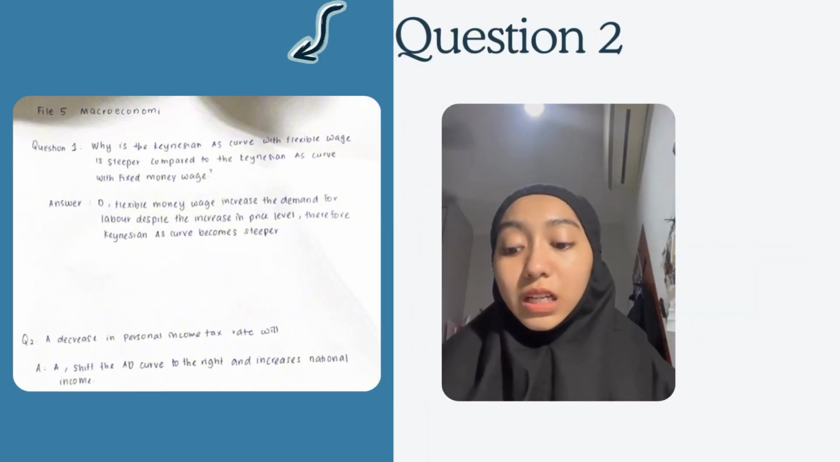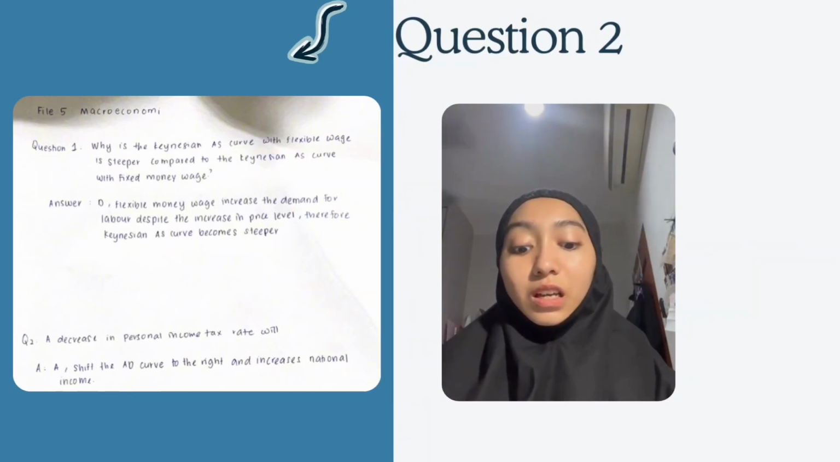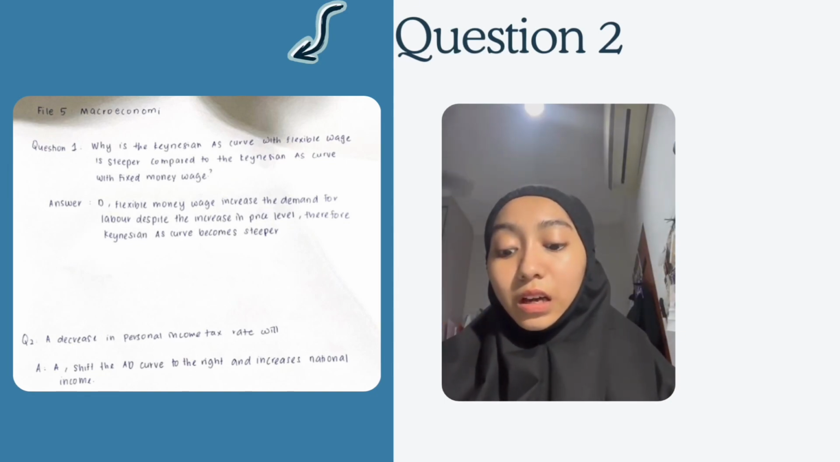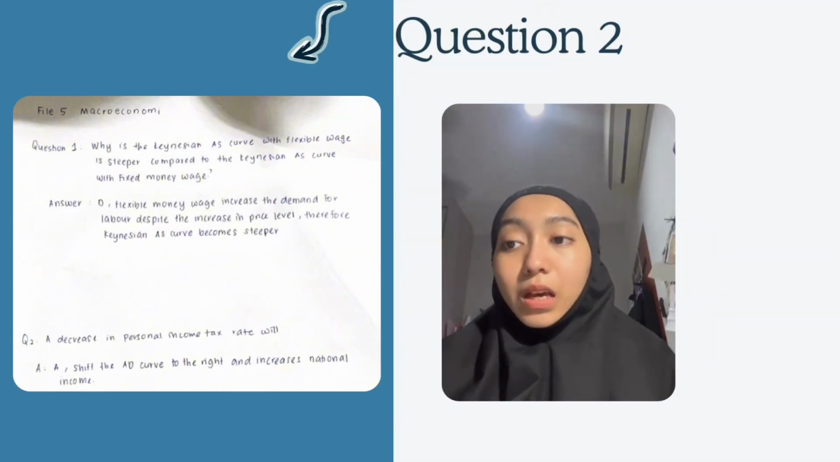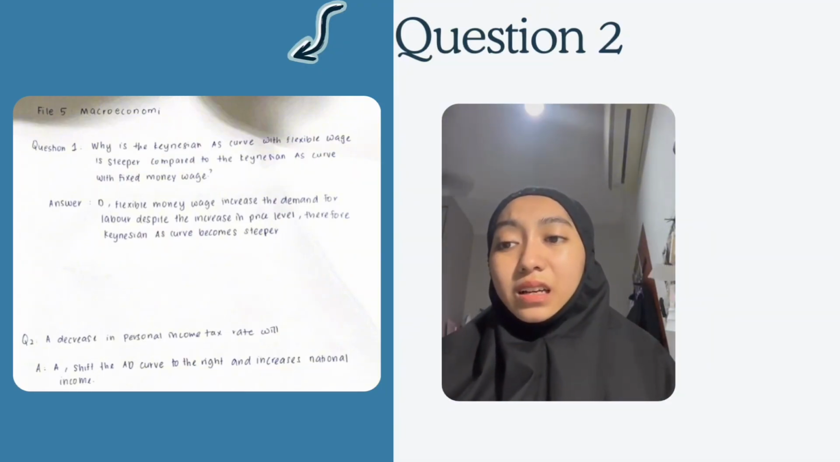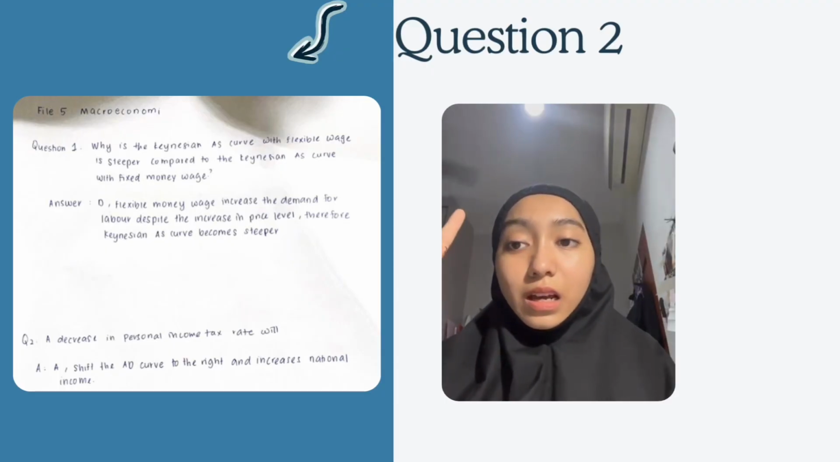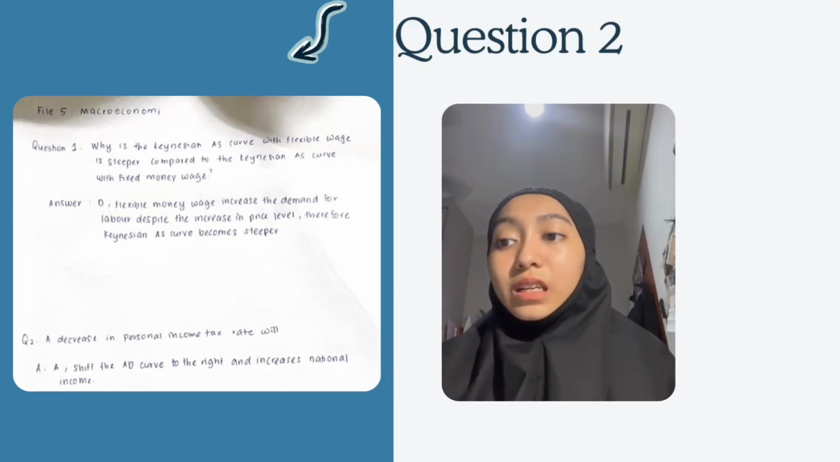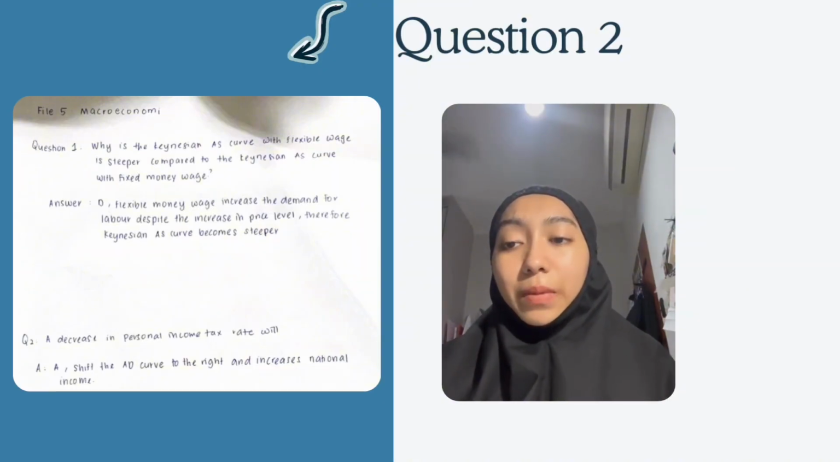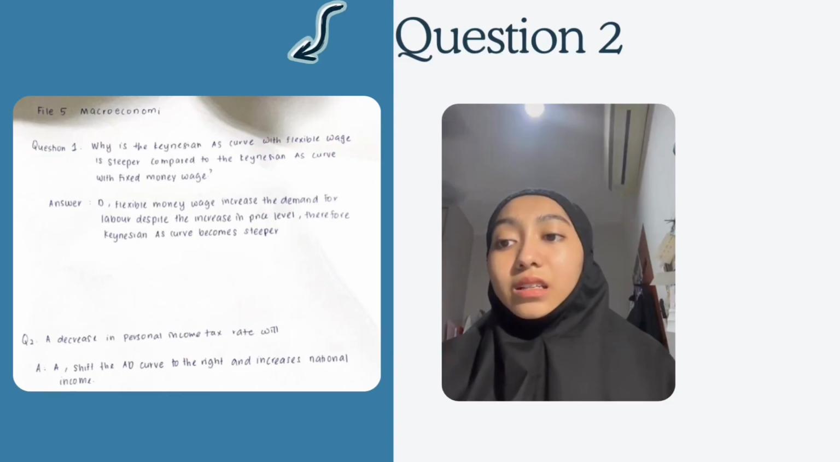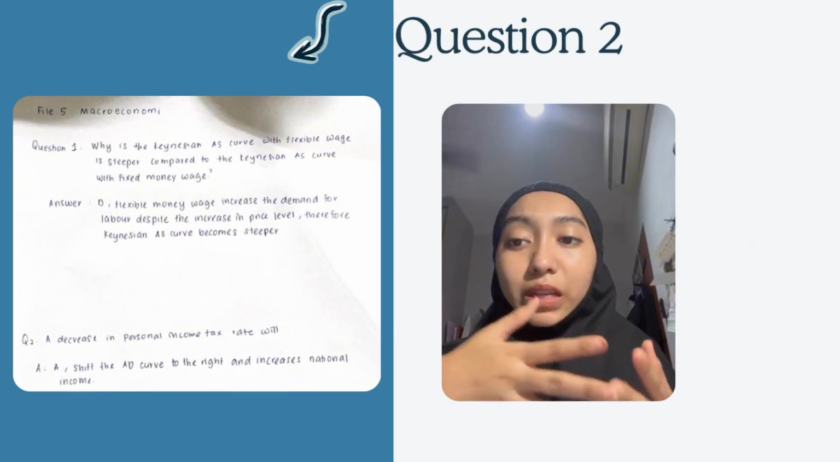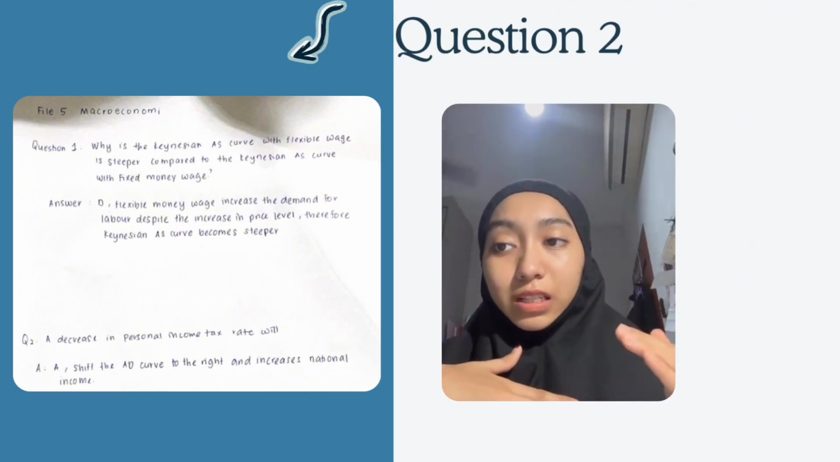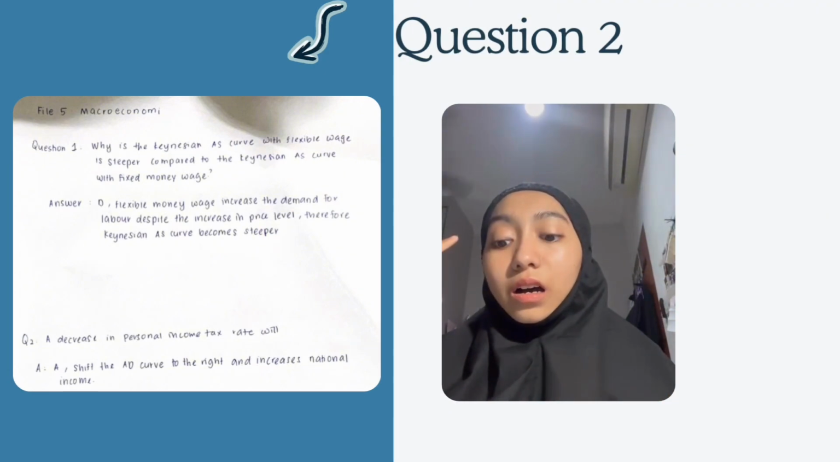So the next question is question 2. A, a decrease in personal income tax will shift the AD curve to the right and increase national income. B, the tax doesn't change the firm cost, so AS doesn't change. C, the tax decreases, but they should increase the income. D, AD still moves to the right, but it will make the income increase and not decrease. So what we can say is the answer is A.